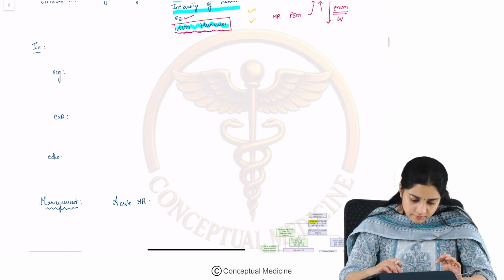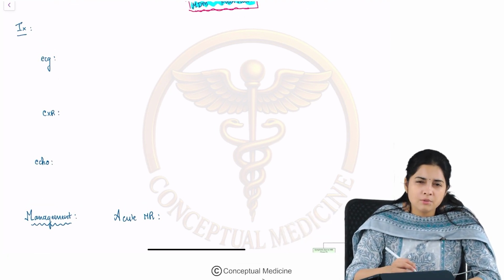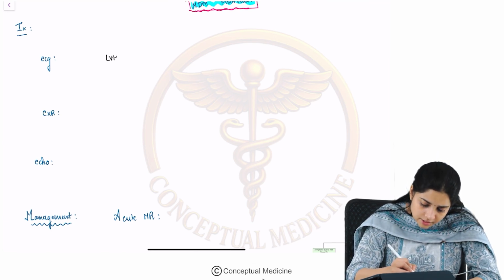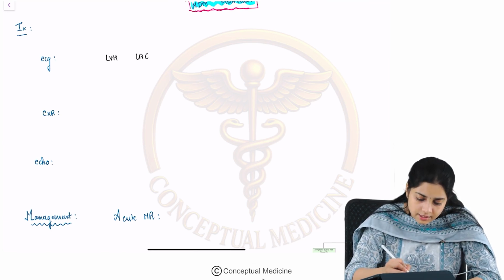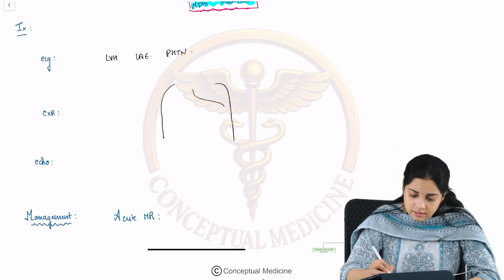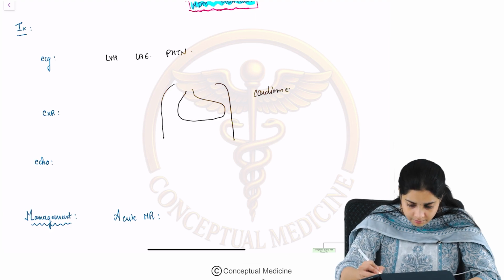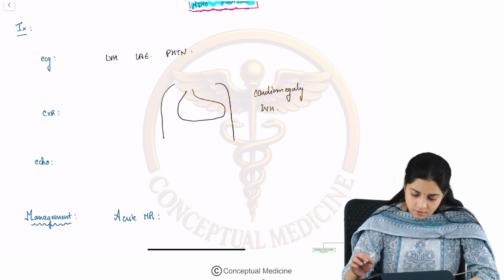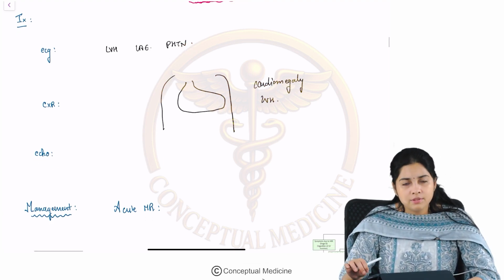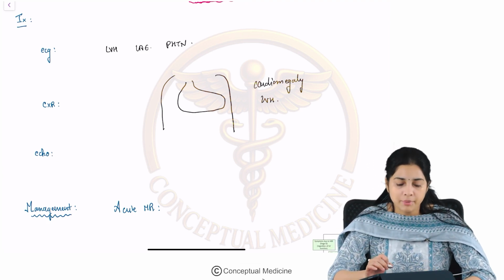Now, let us look at the investigations. So, what happens to the ECG? In ECG, what happens over the course of time? You can have left ventricular hypertrophy signs, you can have left atrial enlargement, you can have signs of pulmonary hypertension. On the chest X-ray, you can find that there is development of cardiomegaly because of left ventricular hypertrophy. Okay. Now, on the echo, how do you know that there is severe MR? We will be looking at the different parameters.